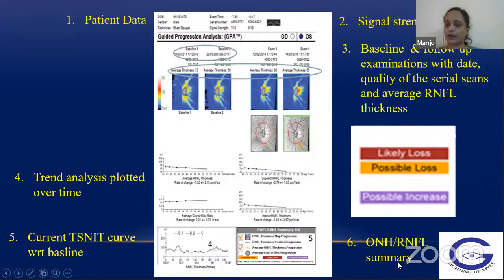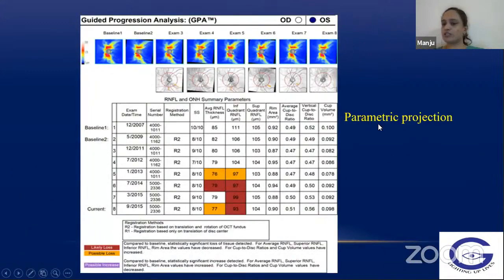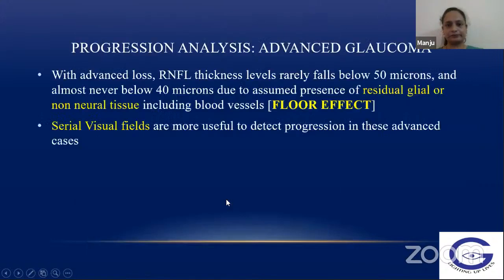Zone 6 is the ONH and RNFL summary which is again color coded. It also gives parametric projection, that is the numerical value of RNFL and the optic nerve parameters of all the examinations done, which is again color coded.